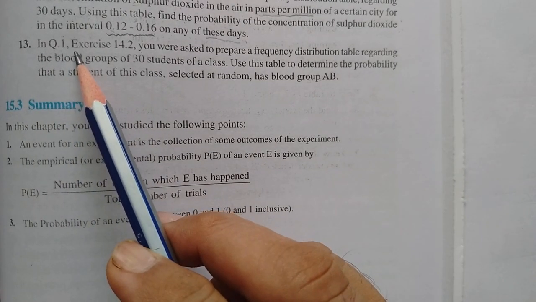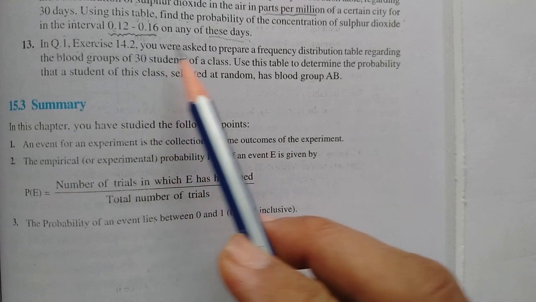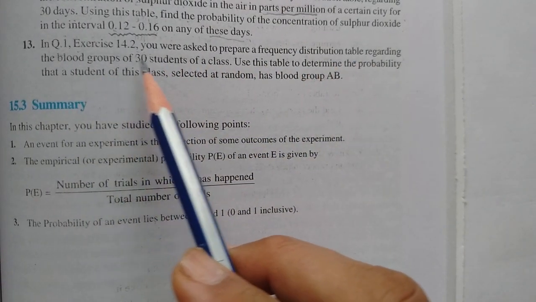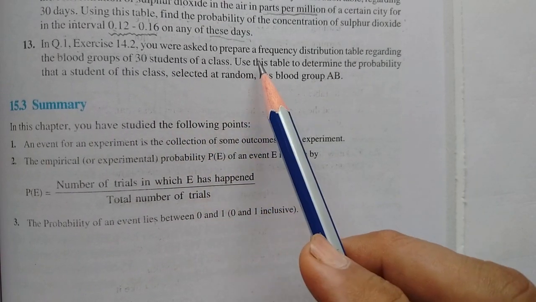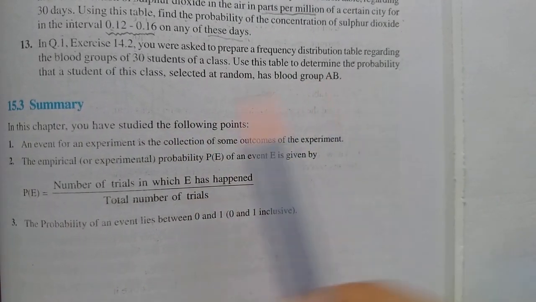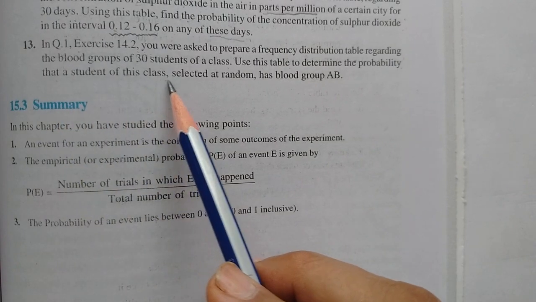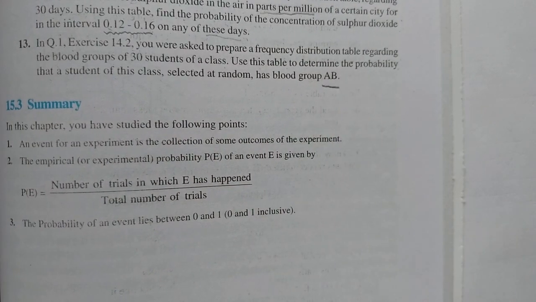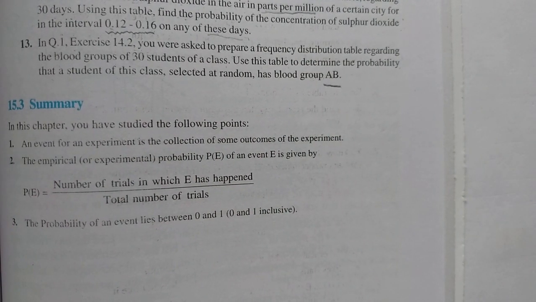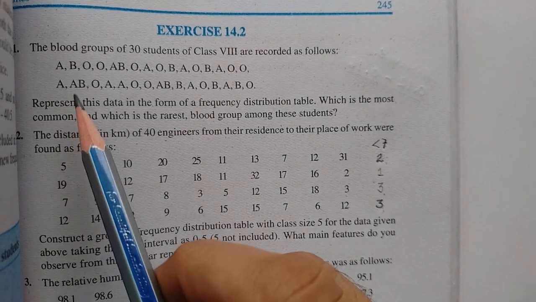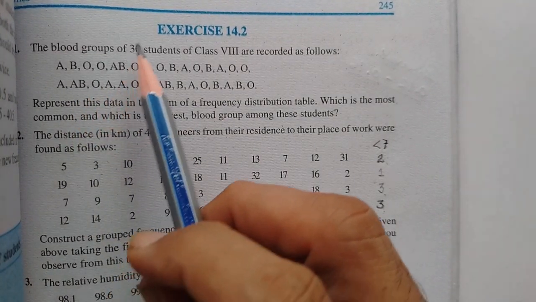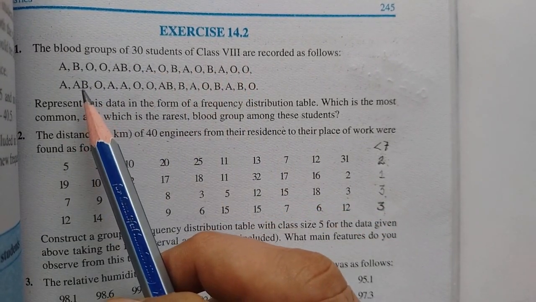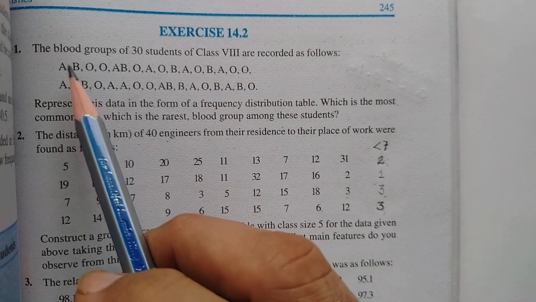In question number 1, exercise 14.2, you were asked to prepare a frequency distribution table regarding the blood groups of 30 students of a class. Use this table to determine the probability that a student of this class selected at random has blood group AB. So first of all, let us move to this question. So now children, here is a list of the blood groups of 30 students. Okay, we have to find out how many students are having blood group AB. Let us start seeing.